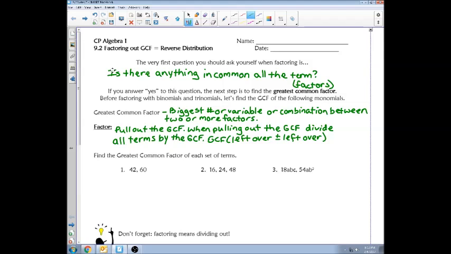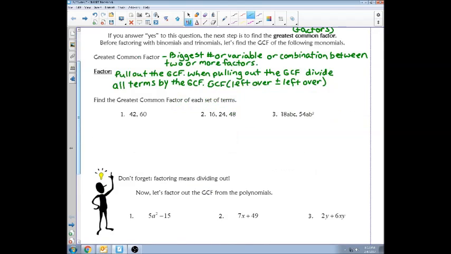So let's go ahead and find the greatest common factor between a few different sets, okay? So what I'm going to do is make a factor tree of 42 and 60. If I make a factor tree of 42, I have 6 times 7. 6 can be broken into 2 times 3. What I want you to realize when you're making a factor tree is I'm trying to find the largest number that they have in common.